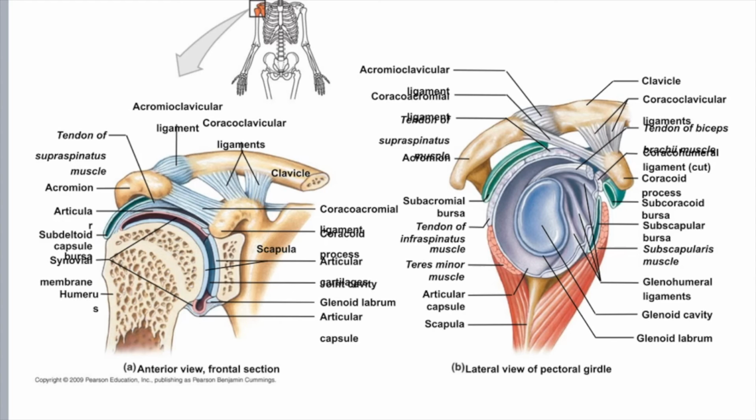We're going to do the 2 most commonly injured ones, the shoulder and the knee. We have 2 models in our lab, and you have to go through those models and look at these ligaments. So let me show you. We'll start with the shoulder.